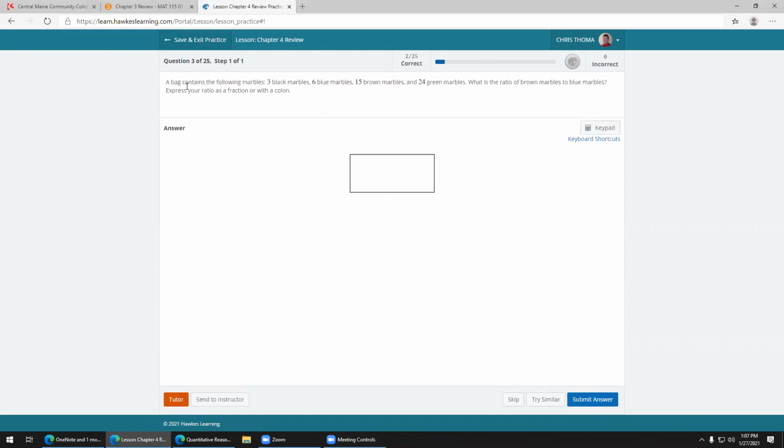But so a bag contains the following marbles: 3 black marbles, 6 blue marbles, 15 brown marbles, 24 green marbles. Write the ratio of brown to blue. So I want brown, which is 15. And the blue is 6. So brown to blue. I'm going to do the colon again. It doesn't say to simplify, but I'm assuming it wants us to. I'm going to try to simplify because 3 can go into both of these. So this becomes 5 to 2. 15 divided by 3 is 5. And then 6 divided by 3 is 2.